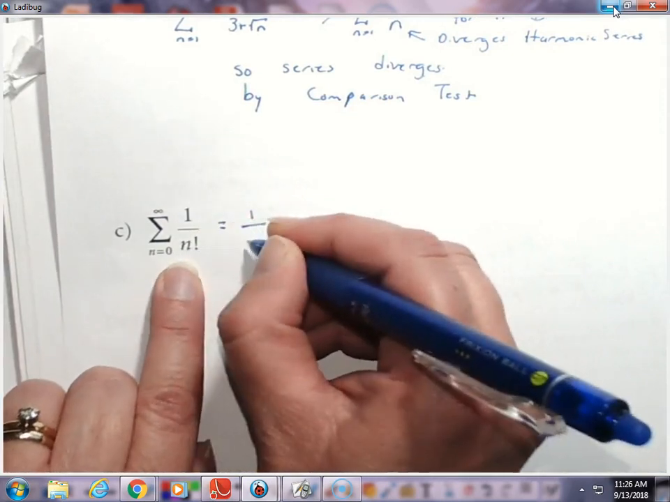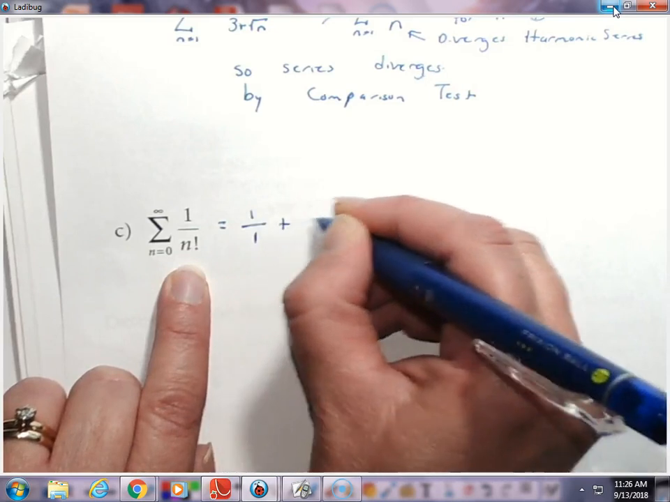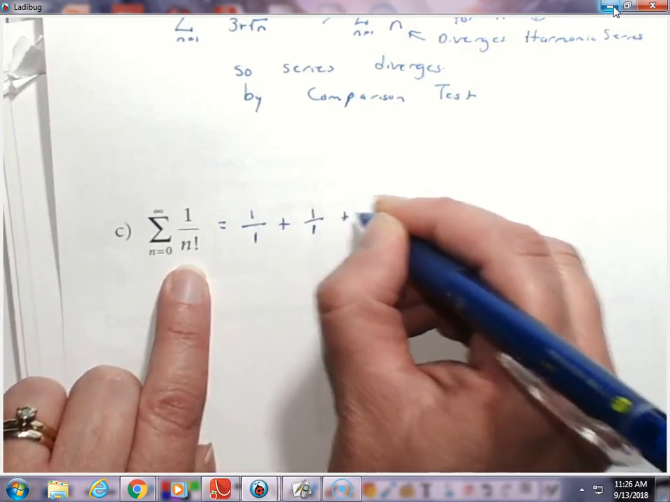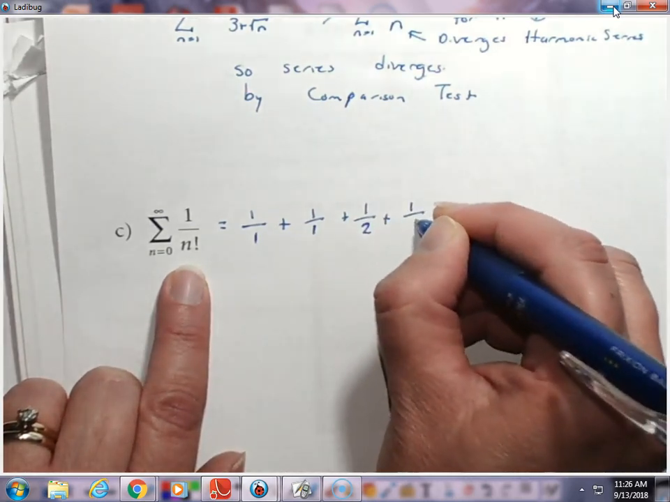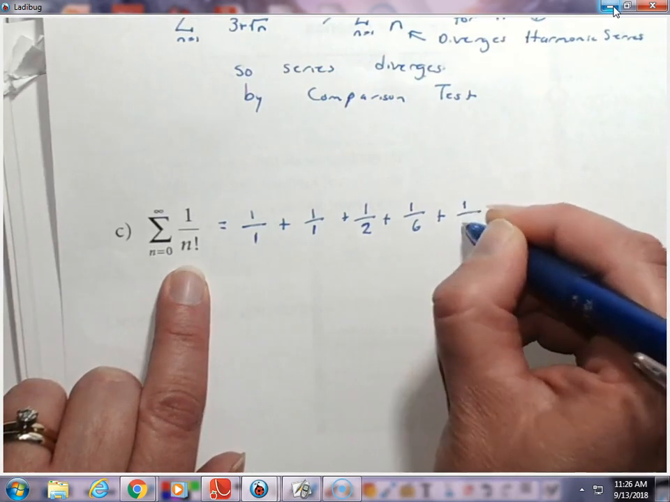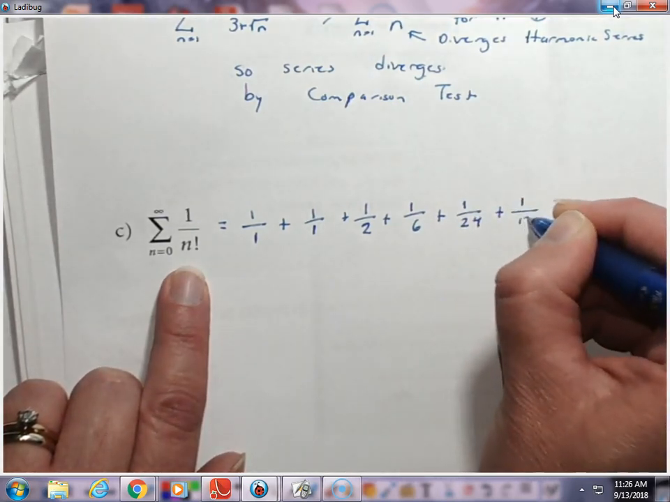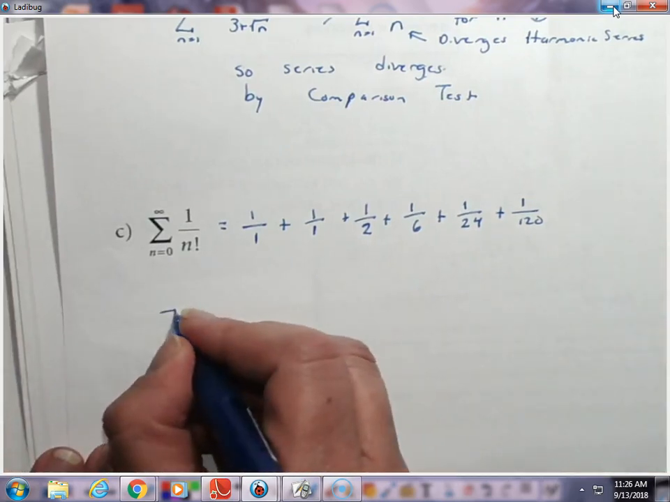So if you put in 0, what are you going to get in the denominator? 1. If you put in 1, what are you going to get in the denominator? Put in 2. Put in 3. Put in 4. And one more, put in 5. 120. Okay. All right. So I need something to compare it to.